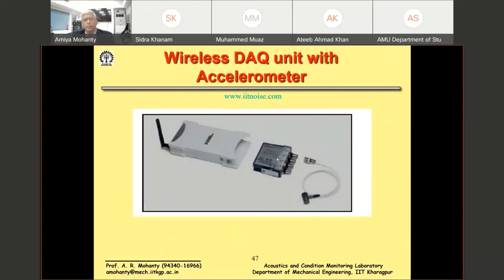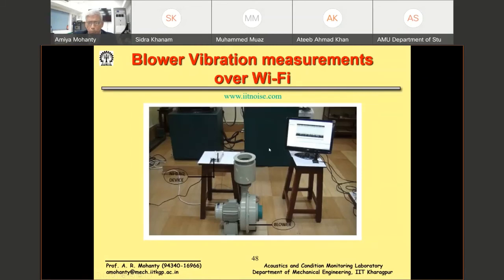And this is just a National Instruments device where this is an accelerometer. This is the module which goes into this chassis, which will transmit over the Wi-Fi. So in the laboratory, just to demonstrate, we had a blower. You can see the accelerometer here. I have this Wi-Fi device, no cables, and you can see the signal being captured over the Wi-Fi. We did this kind of experiment about 15 years back, but today it is off the shelf.